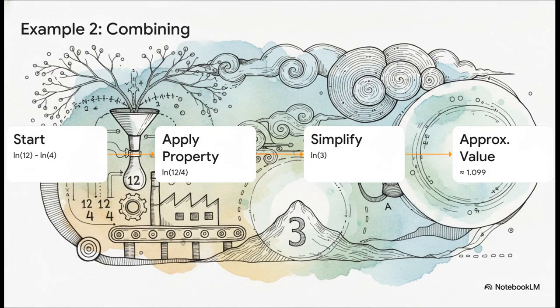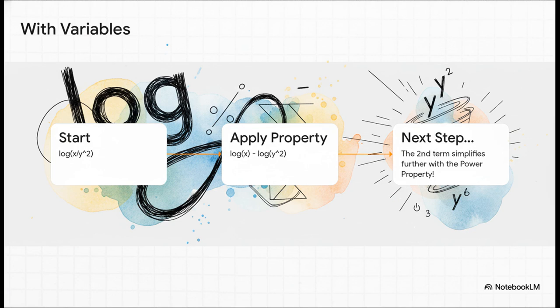Now let's go the other way. We have the natural log of 12 minus the natural log of 4. Now remember, the natural log, or ln, is just a fancy way of saying log with a special base, the number e. Since the bases are the same, we can combine them into a single log. The natural log of 12 divided by 4, which just simplifies down to the natural log of 3. So much cleaner, right?